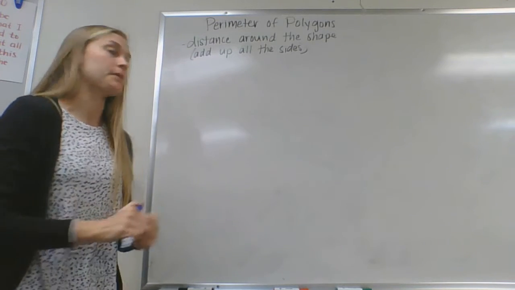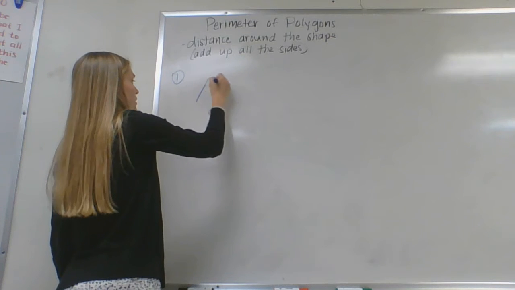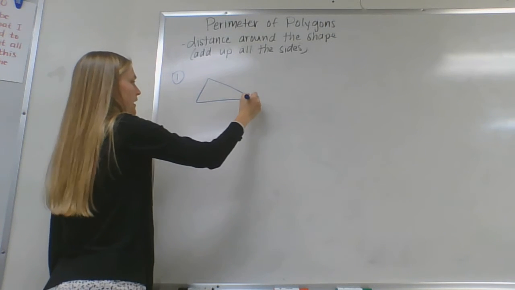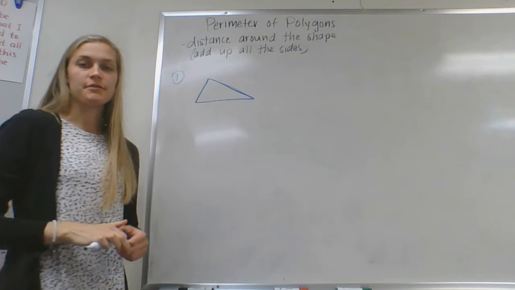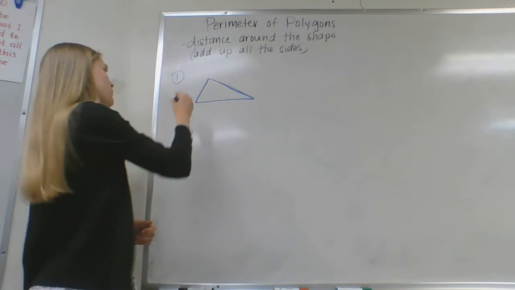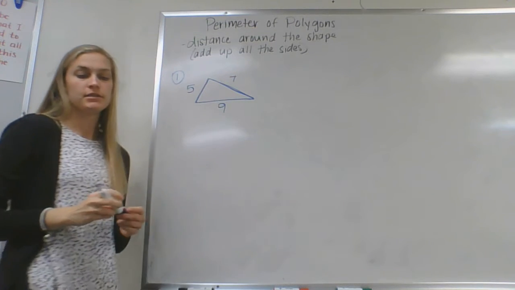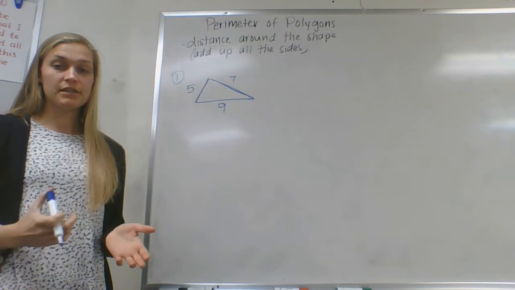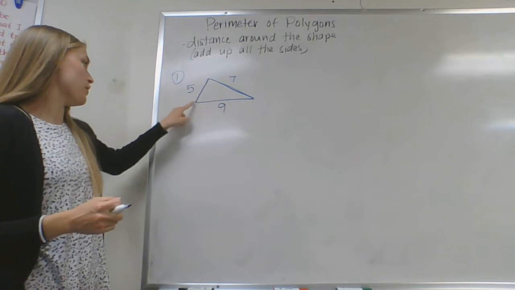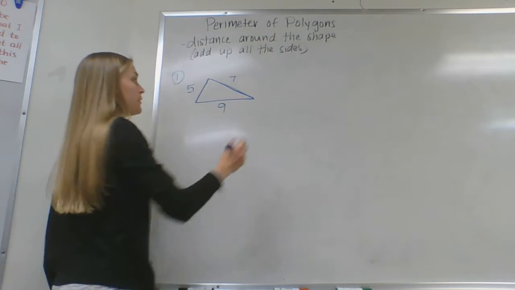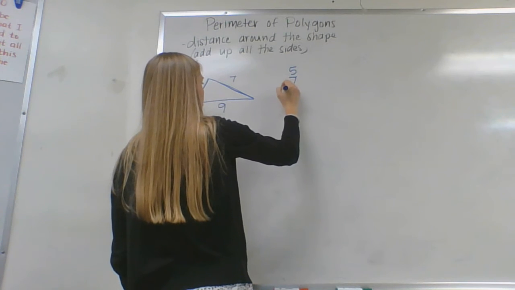So let's try some examples. We'll start with a triangle. We'll make it a scalene triangle, which means all sides are different lengths. This one will be 5, this one will be 7, this one will be 9. So if I asked you what the perimeter is, you would add up all 3 of those numbers so that you would find the distance around that shape. So you have 5 plus 7 plus 9.